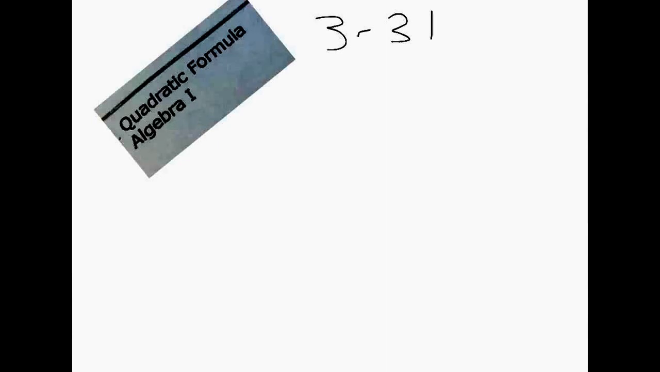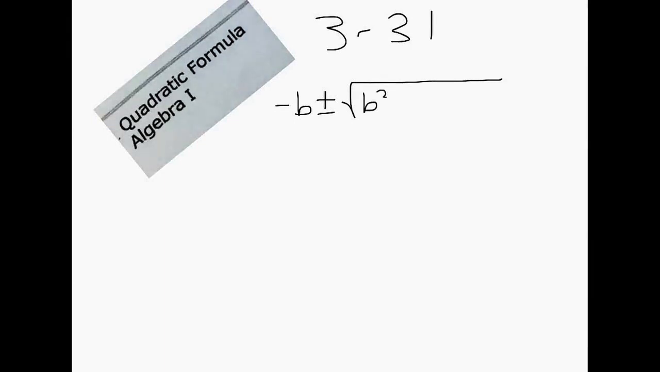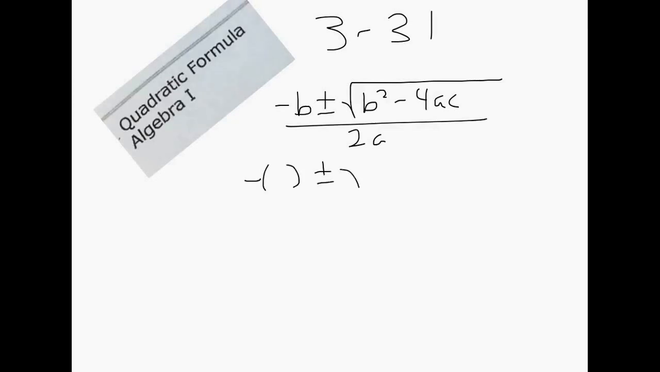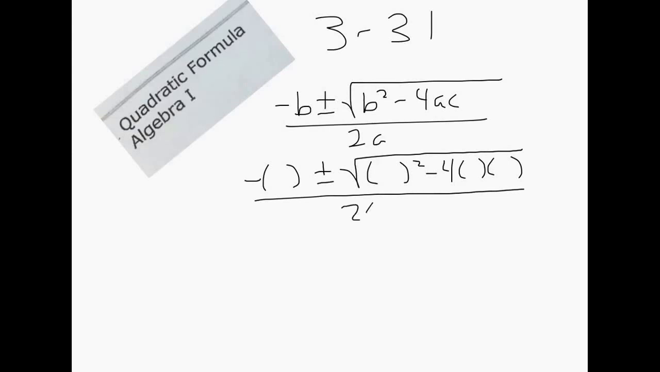The main thing you need to know for this, the quadratic formula, is negative b plus or minus the square root of b squared minus 4ac divided by 2a. And this is the template that we used in class. If you want to copy it down on all of the problems, we did negative parentheses plus or minus square root of parentheses squared minus 4 parentheses divided by 2 parentheses. So this was everything that we did.